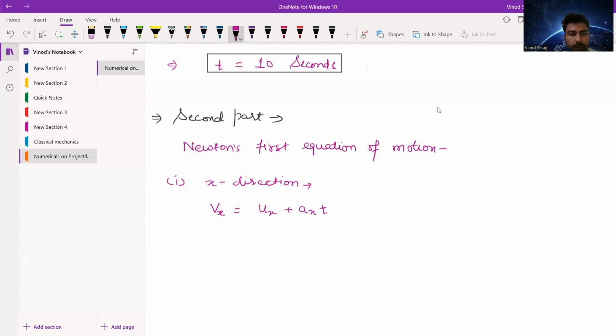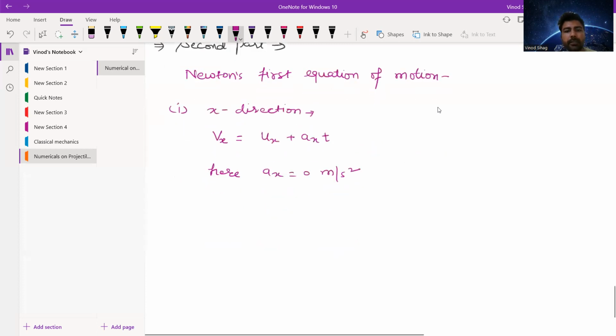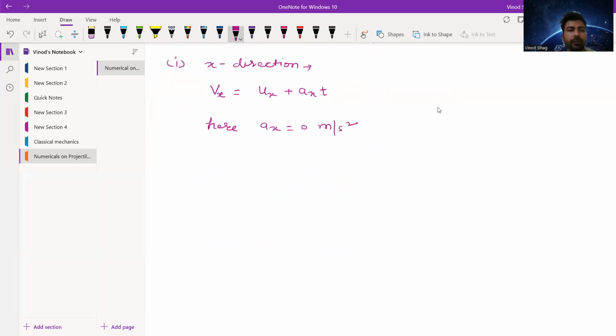Now we know that here ax equals 0 meter per second square, because acceleration in the x direction is 0 for a projectile. Now the equation will become vx equals ux, and we know that it was nothing but 15 meter per second.